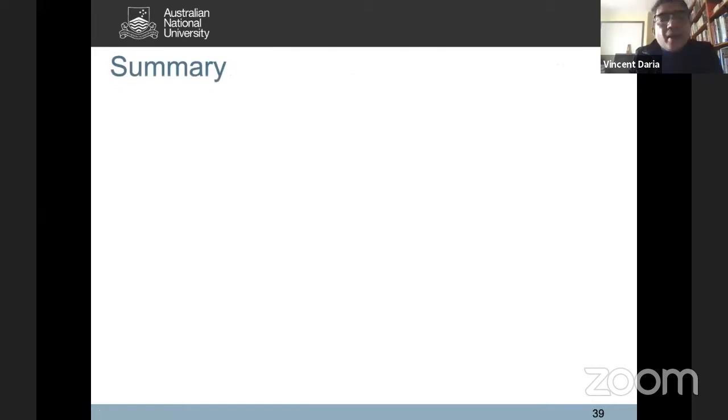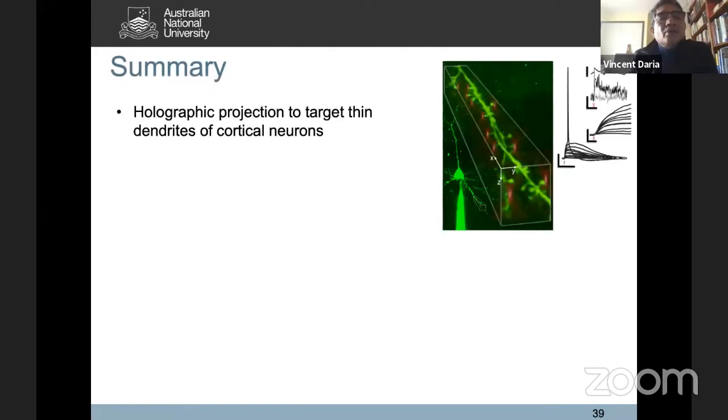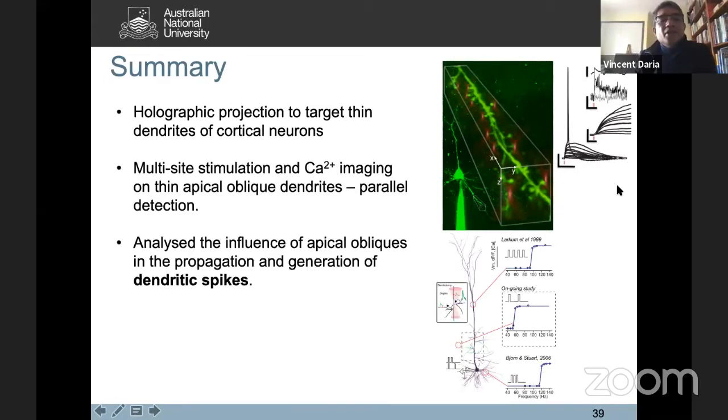So in summary, we've shown you a technique called holographic projection, and we've used it to produce synaptic inputs to a specific set of dendrites like this one here, and we can make them fire outputs. We can use the same technique to do calcium imaging, and use it to look at specific sets of dendrites in the apical.